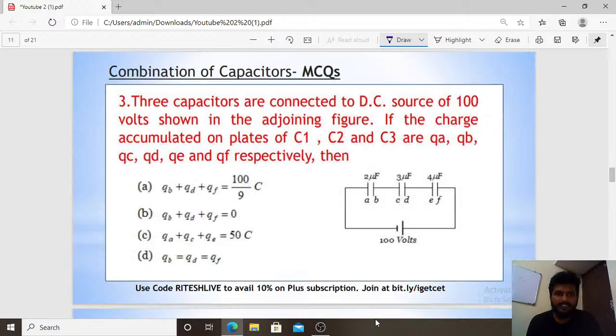Simple. Next, three capacitors are connected to a DC source of 100 volts as shown in the adjoining figure. If the charges accumulated on the plates of C1, C2, C3 are Q1, Q2, Q3, then which condition is satisfied?